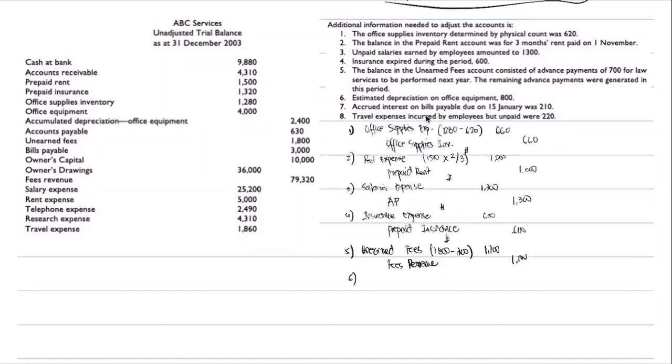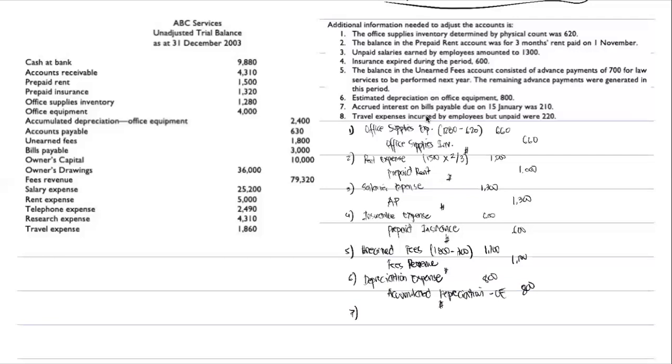Okay. So unearned fees and fees revenue, 1,800 less 700, we have here 1,100. Number 6, estimated depreciation on office equipment, 800. So we debit depreciation expense, and then we have here accumulated depreciation, office equipment, how much? 800.